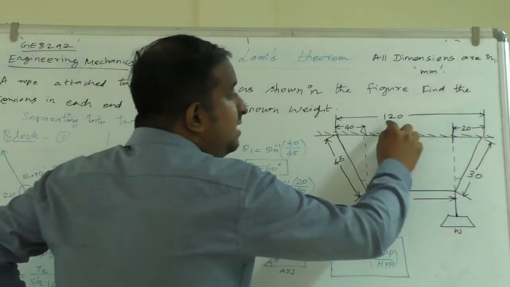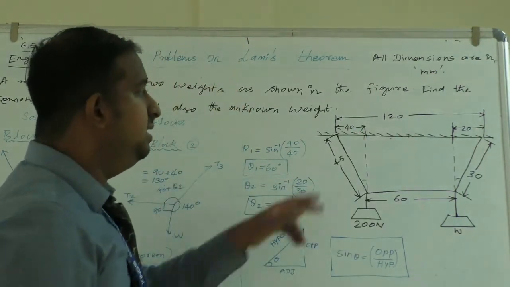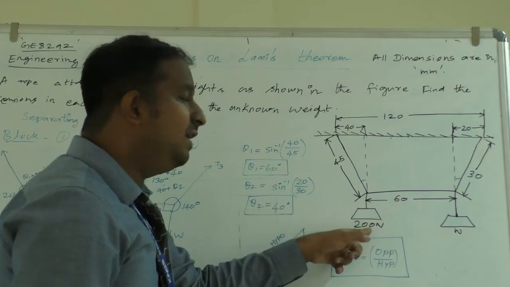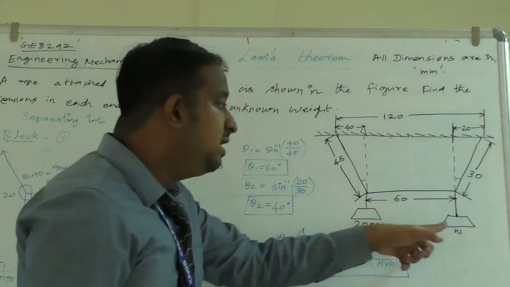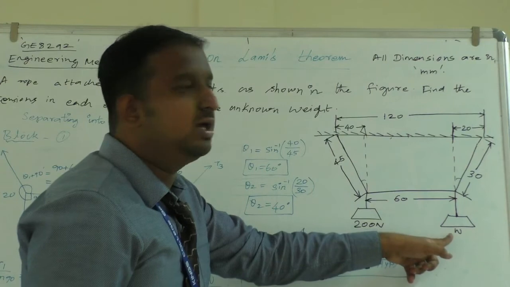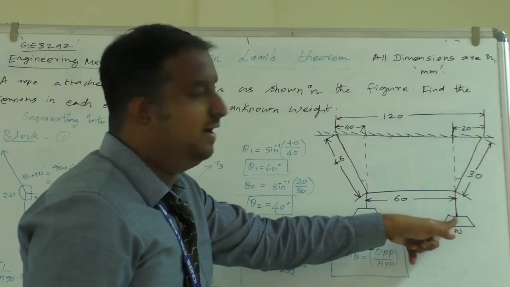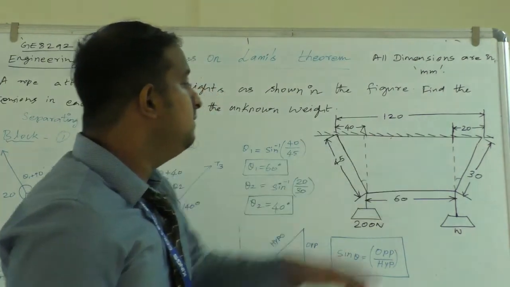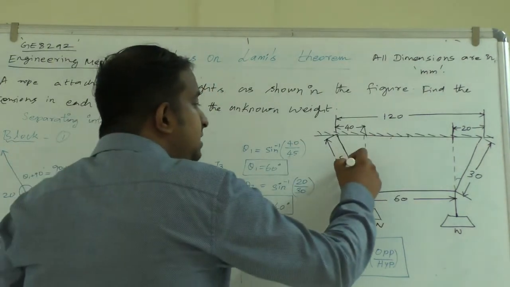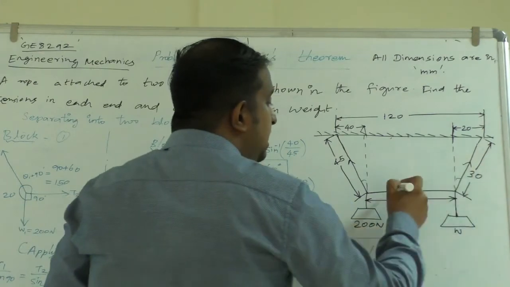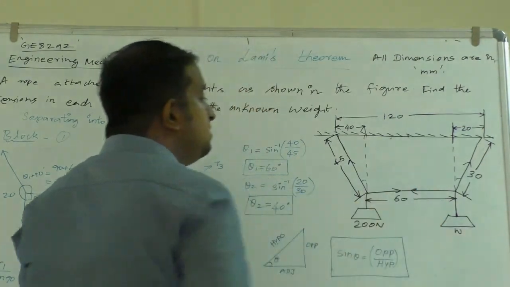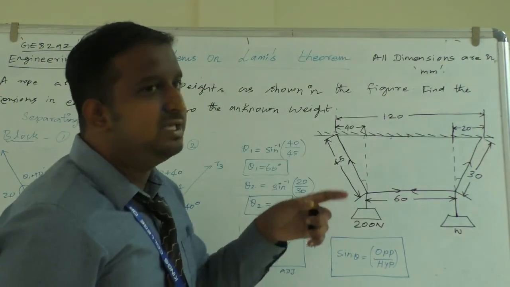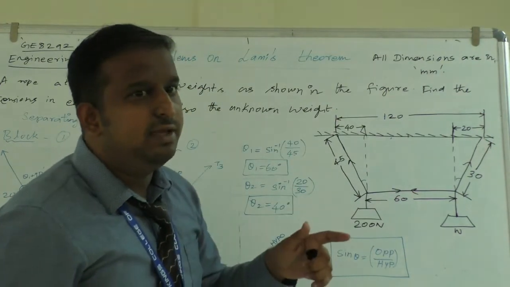They have given the distance between the ropes. They have given one weight as 200 Newton, and the other weight is unknown. So we have to find this unknown weight as well as the tension in the cables at this end and those ends. These are the values we must find. After that, you can compare with the previous problem.